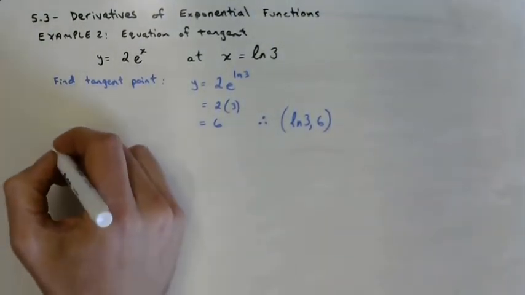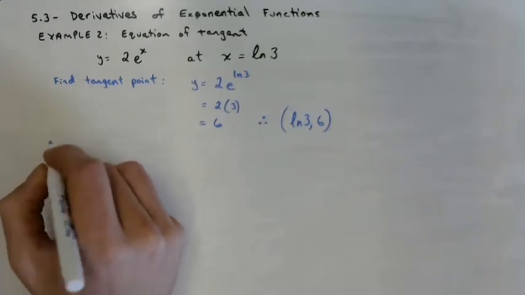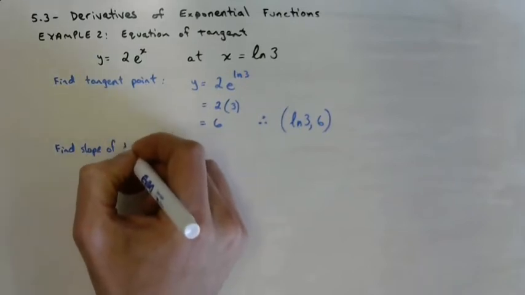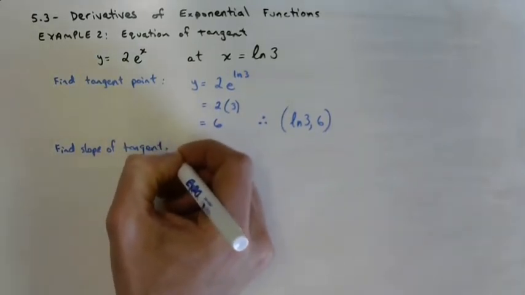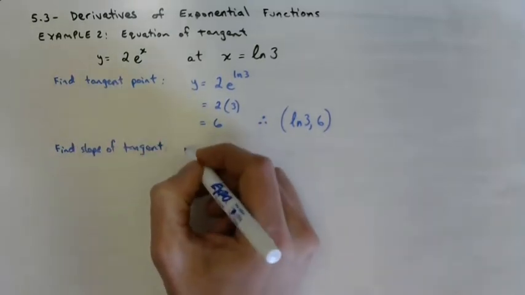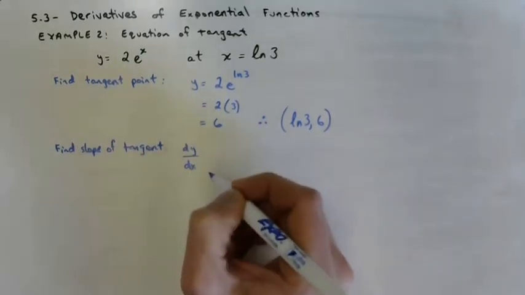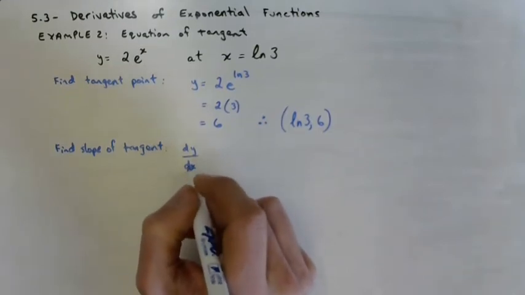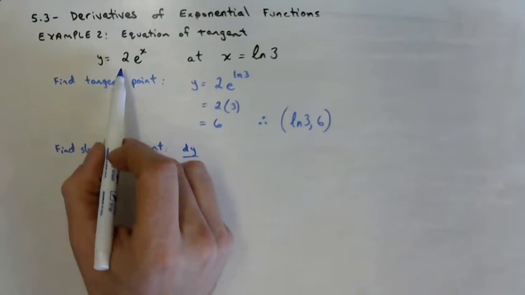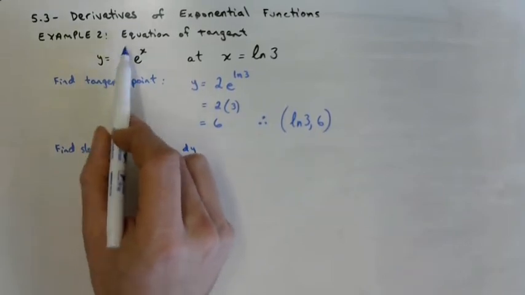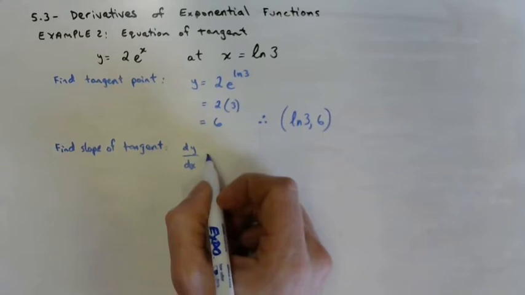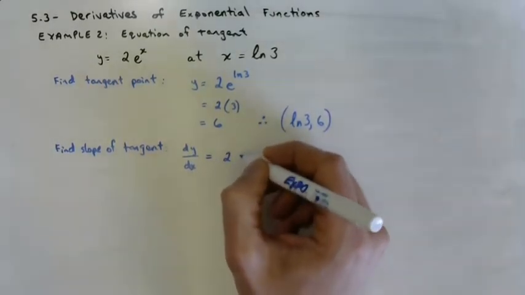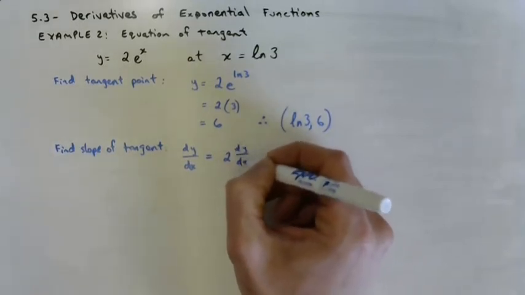Now we want the slope. Find slope of tangent. To do that, we take the derivative of our original function. So we apply the constant multiple rule, which says that if you are taking the derivative of a function that has a constant multiplier, you can just take 2 times, and you don't need to write all these steps.